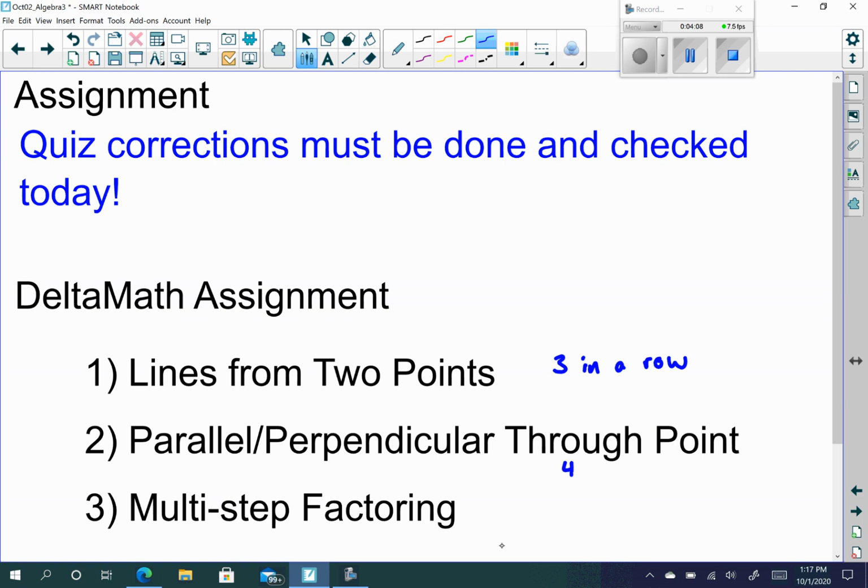And then some more with factoring, even though factoring is not going to be on the Unit 1 test, but multi-step factoring, you have to get 5 right in a row. So that's the assignment today, but please let me know if you have any questions over your quizzes. I should have sent everyone's back to them with the points that you missed. So I wrote out what you missed and how many points you missed.